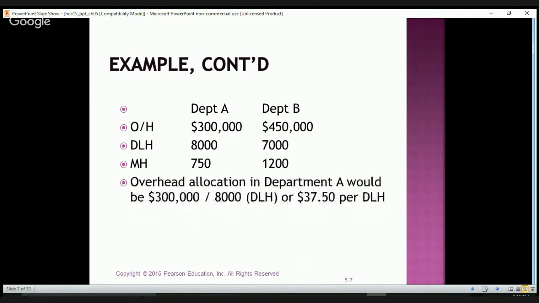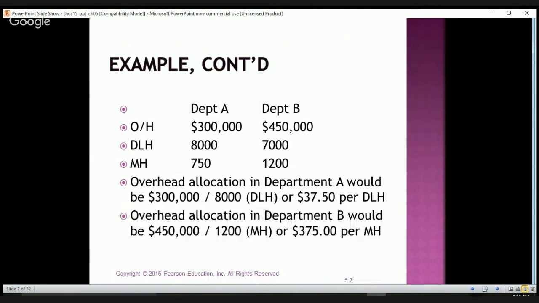Now, to get the allocation rate for Department A, I would take the 300,000 and divide by the 8,000, and I would get a rate of $37.50 per direct labor hour. For the overhead rate for Department B, I would take the 450,000 and divide by 1,200, and so I would have $375 per machine hour.